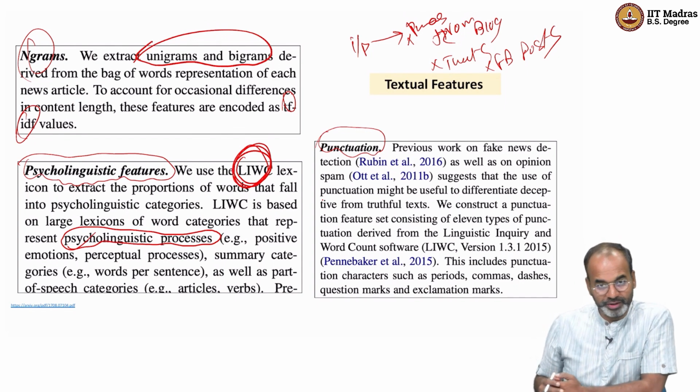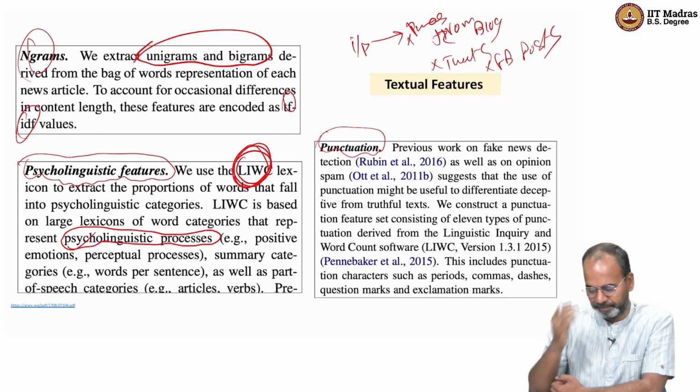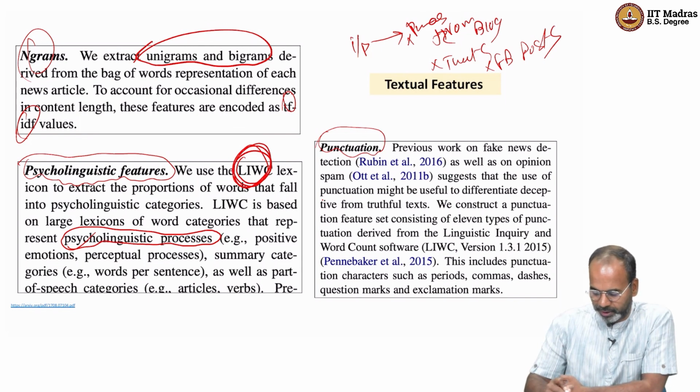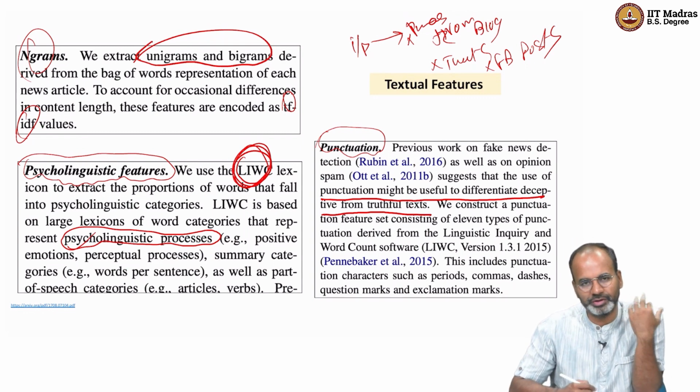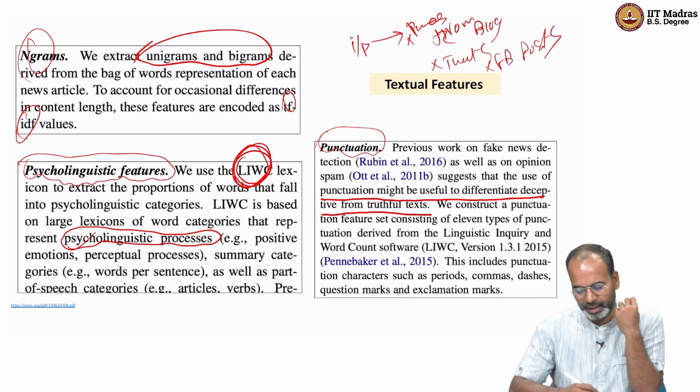The last one is the punctuation that they use, which previous work on fake news detection, as well as opinion spam, suggests might be useful to differentiate deceptive from truthful text. Interestingly, these are some things that have been done in traditional problems of, let's take phishing, all of that also, which is the number of times punctuations are used, number of times smileys are used, number of times colons are used, all of that.